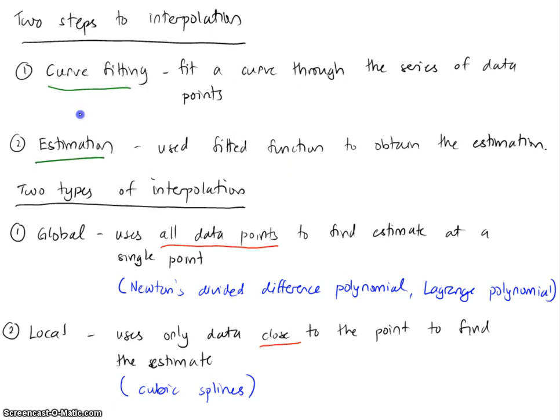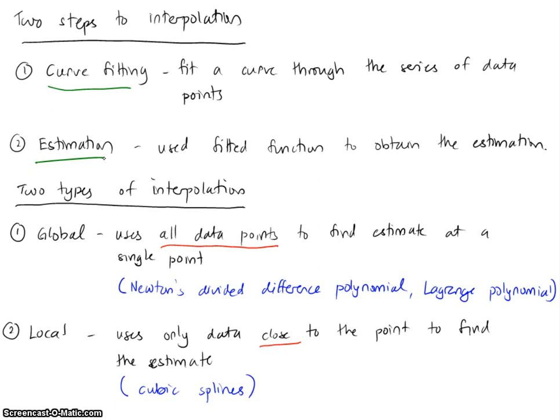The next step would be to use this curve to estimate the value that you want. So you'll be using the fitted function that you have, and you're going to use that function to predict the value of y at a given point x. When we talk about interpolation, there are actually two types: global interpolation and local interpolation.